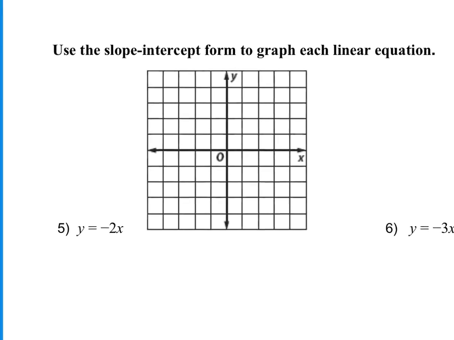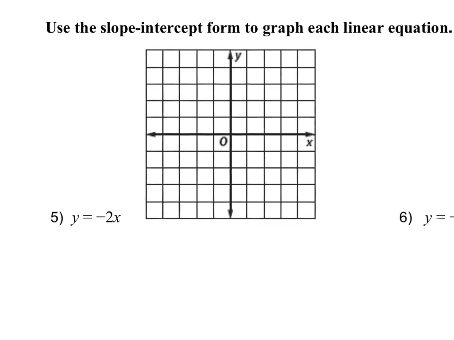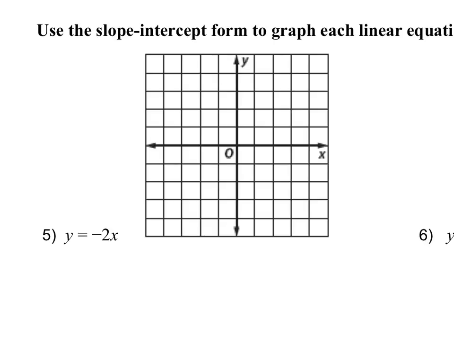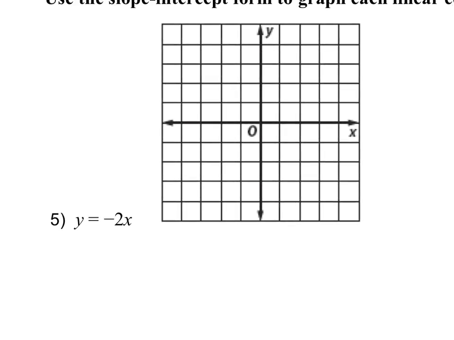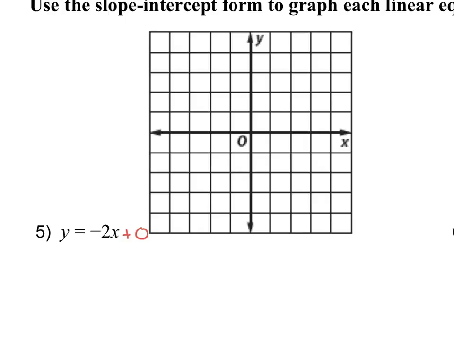Okay, on the back, number 5, we want to use the slope-intercept form of our equation to graph each linear equation. The equation they gave us is y equals negative 2x, and there is no y-intercept. If there's no y-intercept, it's the same as saying plus 0. Yesterday we made those big tables. Today we're going to do like we did on the front and do the quicker version. Always start with your y-intercept. In this case, it's 0, so your first point is at 0, 0.